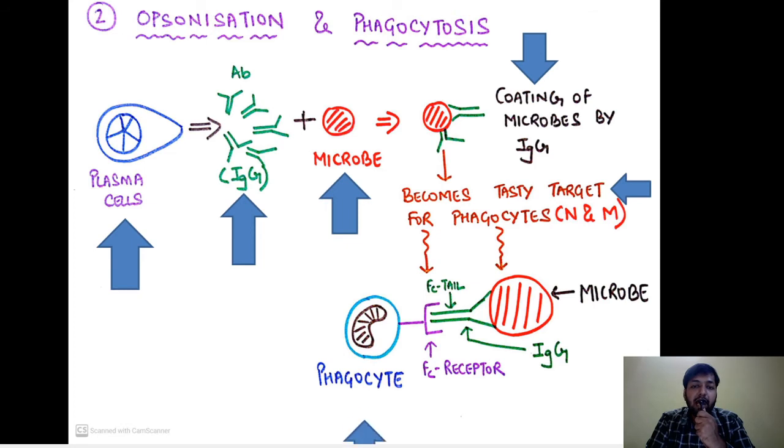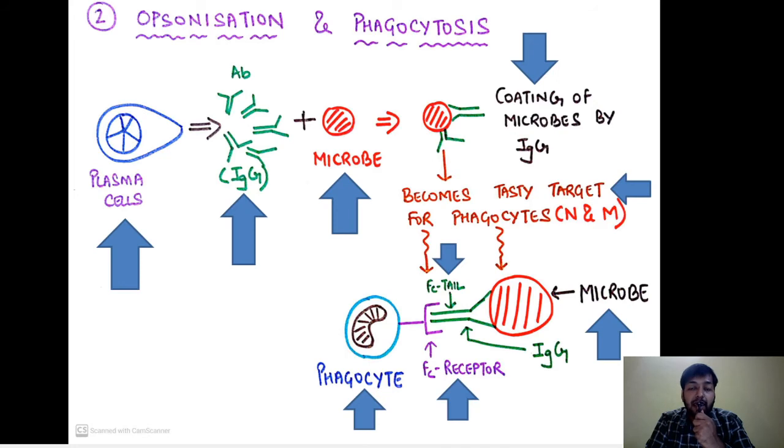macrophages. This phagocyte, that is the neutrophil or the macrophage, has a certain receptor called the FC receptor, and this is the microbe. The FC receptor present on the phagocyte recognizes the FC tail of IgG, which is coating the microbe, and causes the phagocytosis and the killing of the microbes. So this process is called opsonization and phagocytosis, and the antibody responsible is IgG.